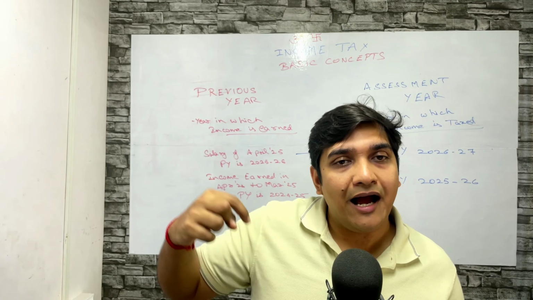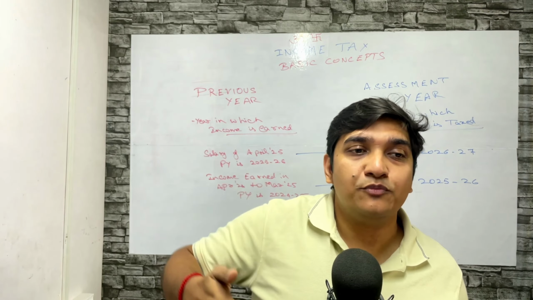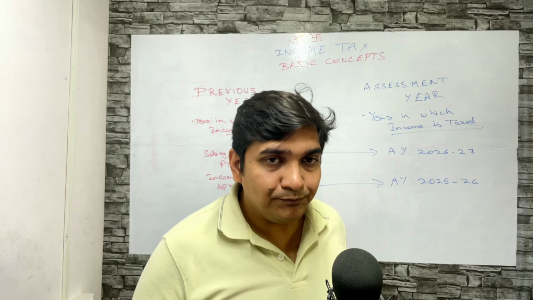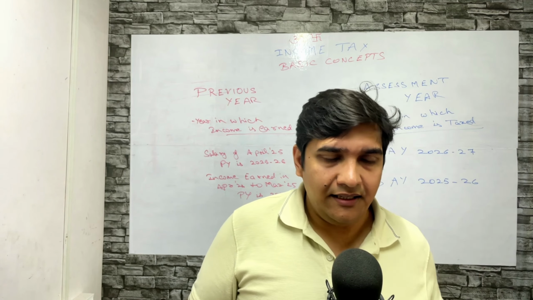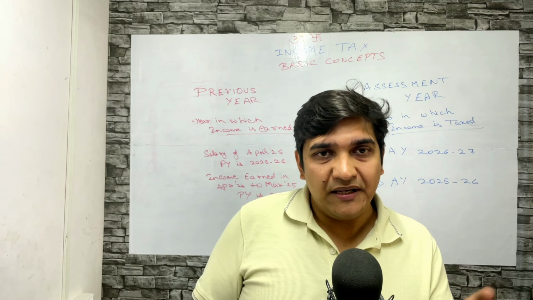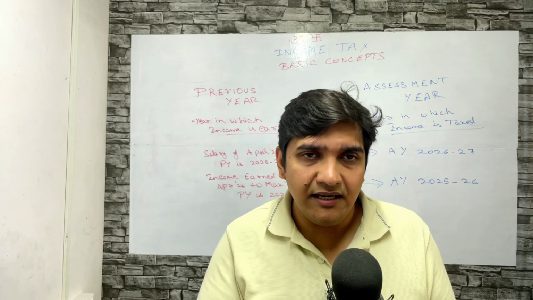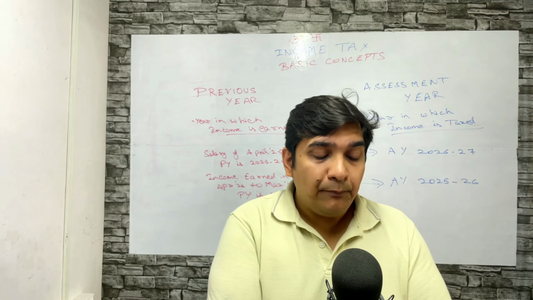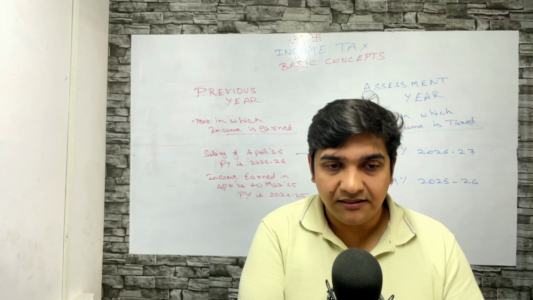Income which you would have earned in the previous year 24-25, the assessment year for that would be 25-26, right? So as simple as that. Any year, the income earned in a particular year becomes the previous year. The immediately subsequent year of that becomes the assessment year, right? But there are certain exceptions to this, right?